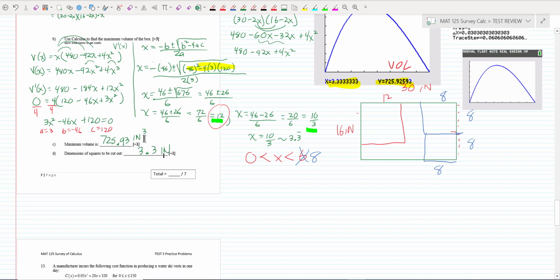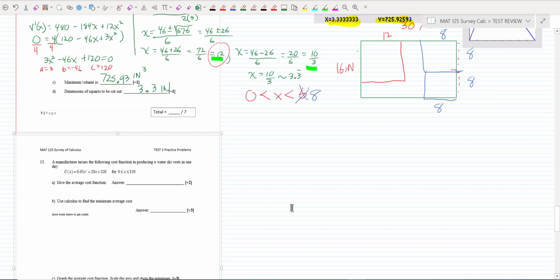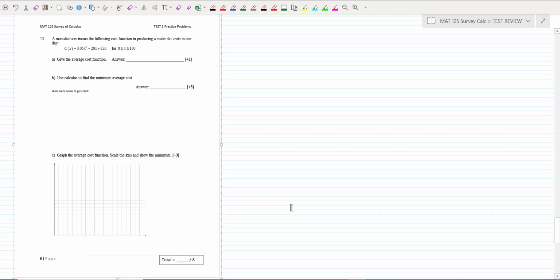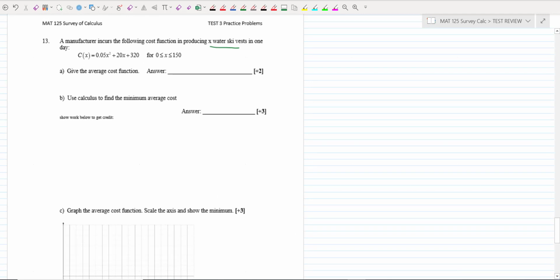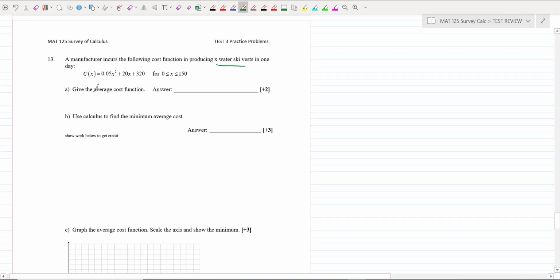Okay, all right, moving on. I've got a couple more to look at to wrap this up. So let's take a look at this one. This one says a manufacturer incurs the following cost function in producing x water vests, ski vests, in one day. All right, so that's a cost function, and we're given a domain from 0 to 150.